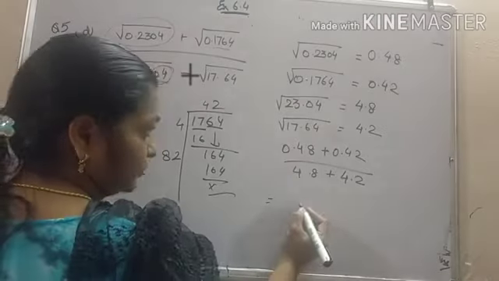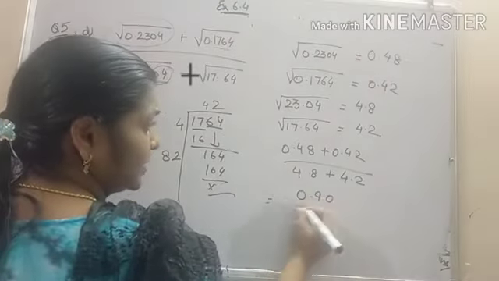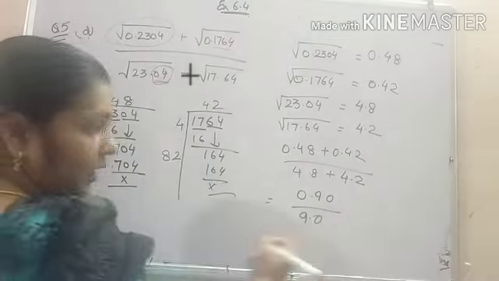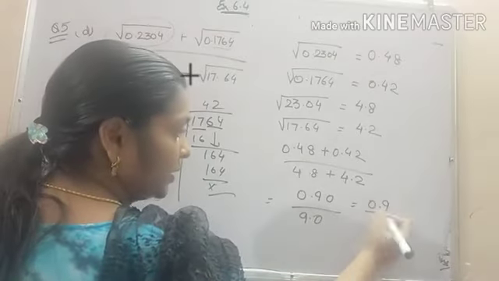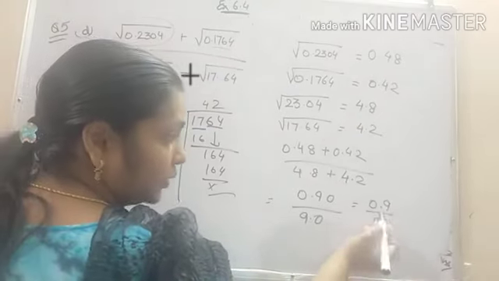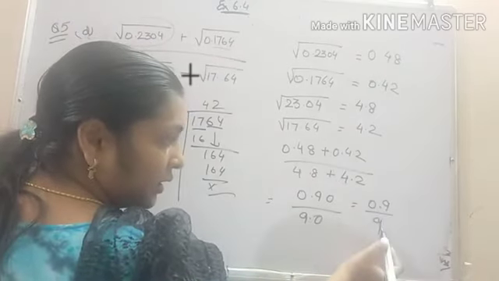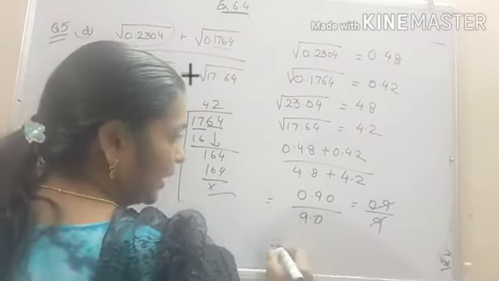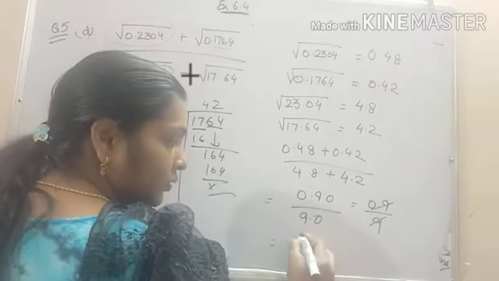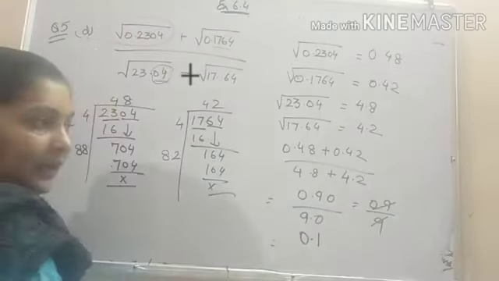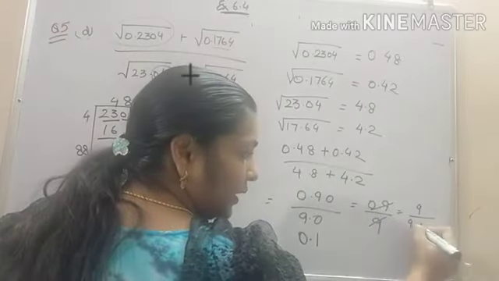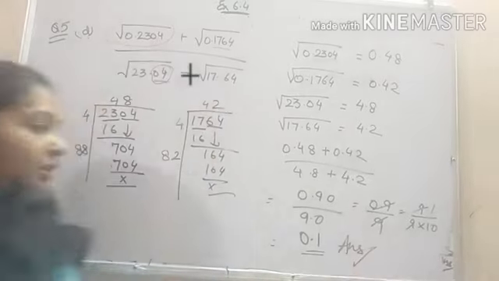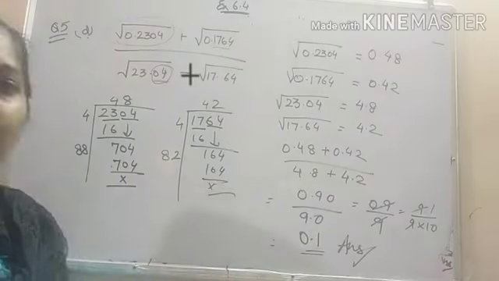Add them. You will get 0.90 upon 9.0. Okay. So it will be 0.9 upon 9. Now you know that you can cancel the denominator. Okay, cancel them. 0.9 upon 9 will be equal to 0.1. And another way to do it, 9 by 9 into 10. Cancel 9 by 9, 1 by 10, that is equal to 0.1. This solves our problem and we get the answer as 0.1.